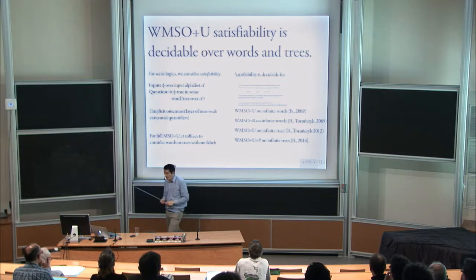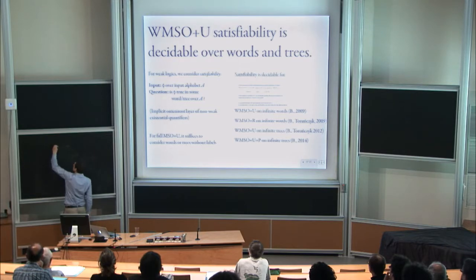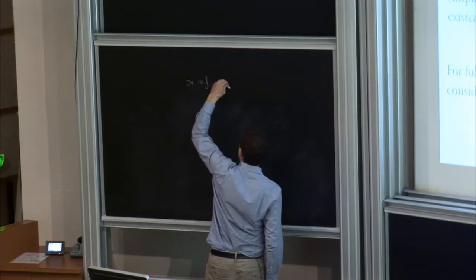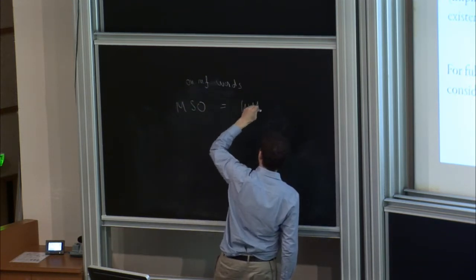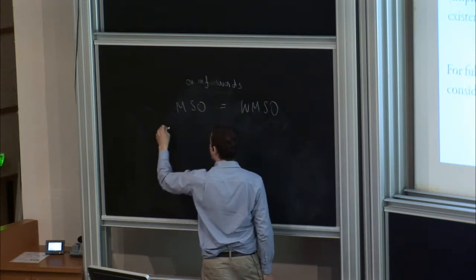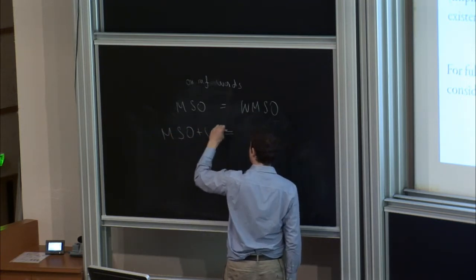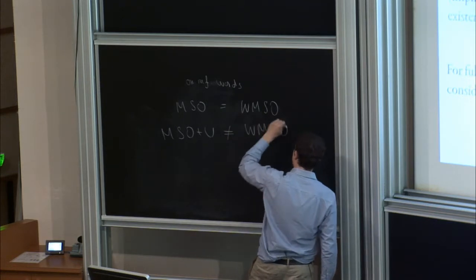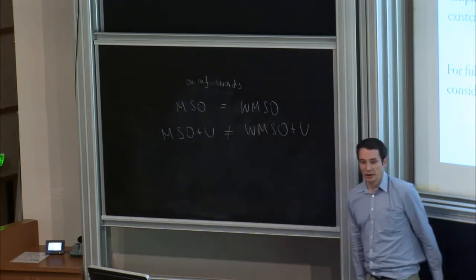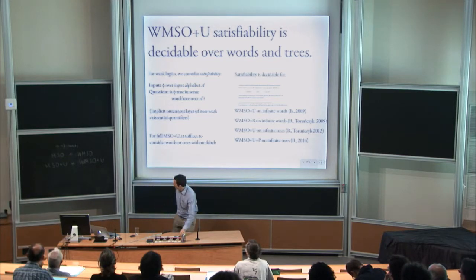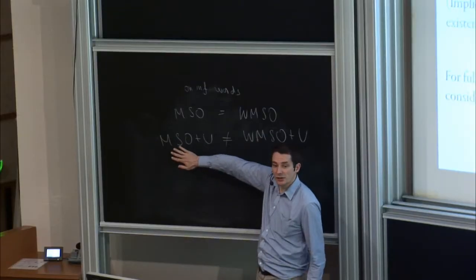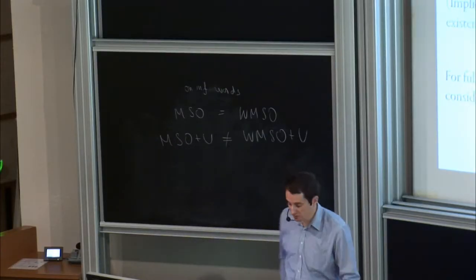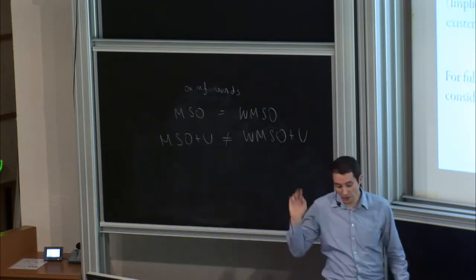Okay? Now, here's something that I'd like to observe, which is maybe not obvious. On infinite words, MSO is equal to weak MSO, but when U is added, this is no longer the case. This is a bit unexpected. And the reason is that the U quantifier goes into interaction with the full set quantifier, and strange things start to happen. So this is much more powerful than this, already on infinite words.